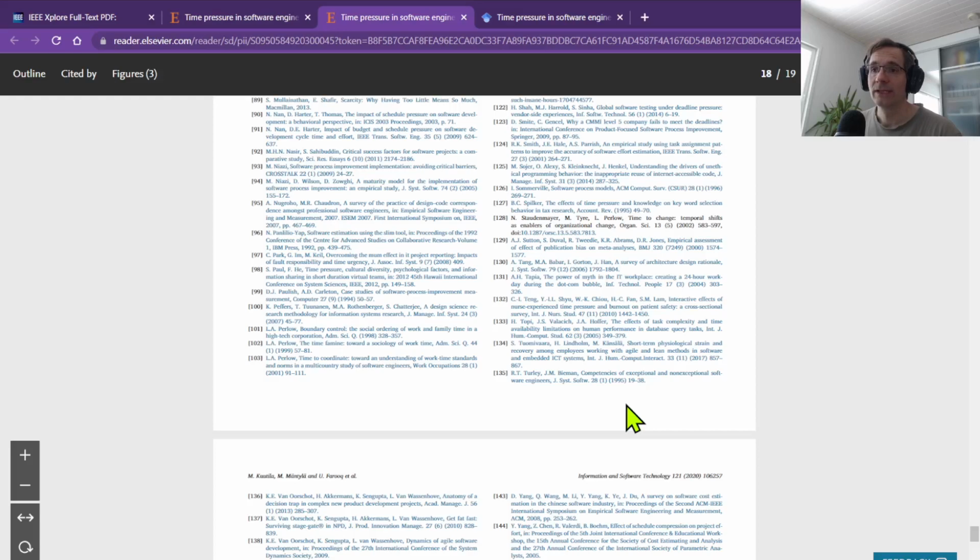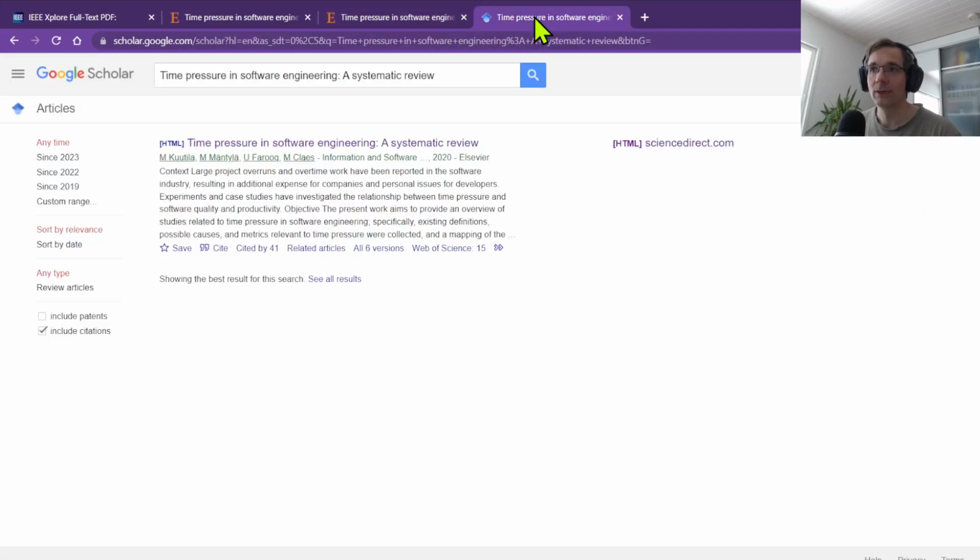Forward snowballing is just the reverse, and for that you need to utilize some type of tool, for example like a Google Scholar or Scopus. And if we use this time pressure paper again as an example and we want to do forward snowballing, then we go to, for example, the Google Scholar and we find the paper there, and then we look, oh, it's been cited by 41 papers, so these 41 papers now become the papers that we investigate in forward snowballing. So we move forwards in time.